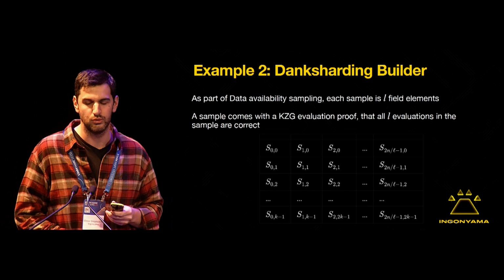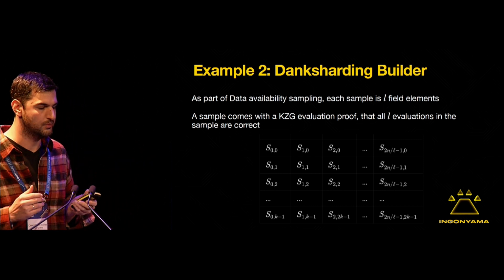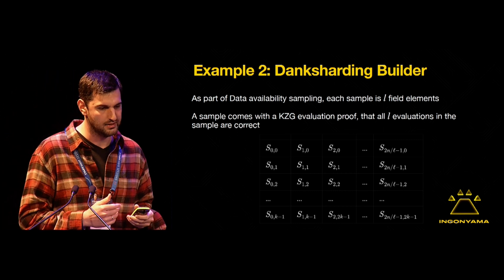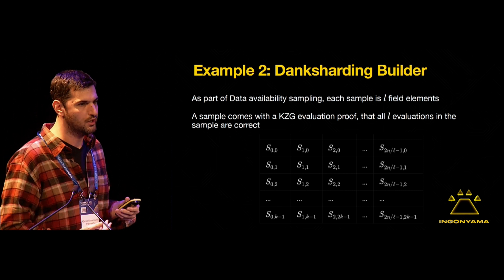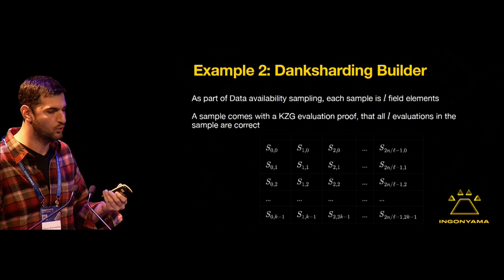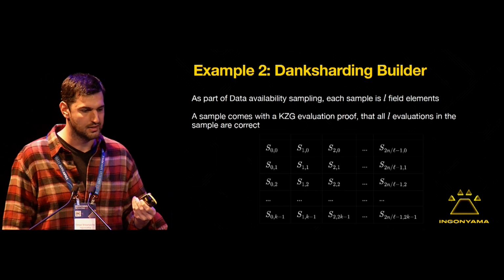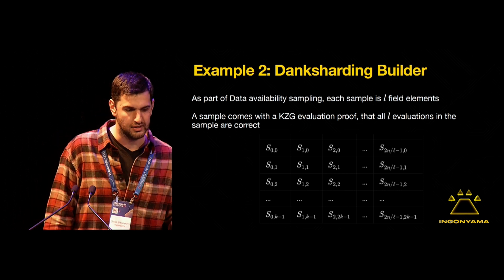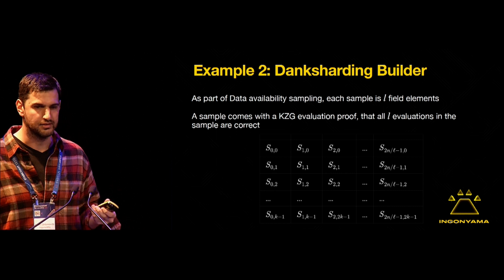So here I want to go to Danksharding. And in Danksharding, for those of you who don't know, there is this role of a builder. This is part of data availability sampling. This is the one that needs to do some hard work. Obviously, it will be incentivized in some way, but part of the hard work is to sample some field elements and then to provide some KZG evaluation proof that all of these field elements are correct, okay?